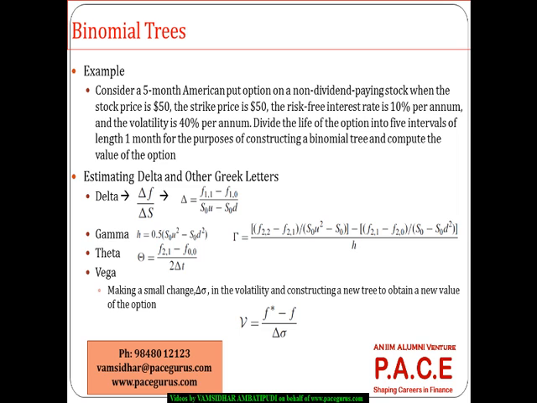Let's take one example which we can quickly solve using this binomial tree approach. Consider a 5-month American put option.